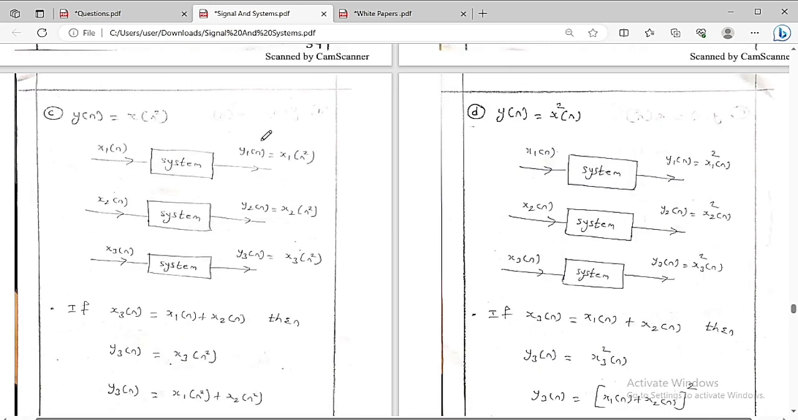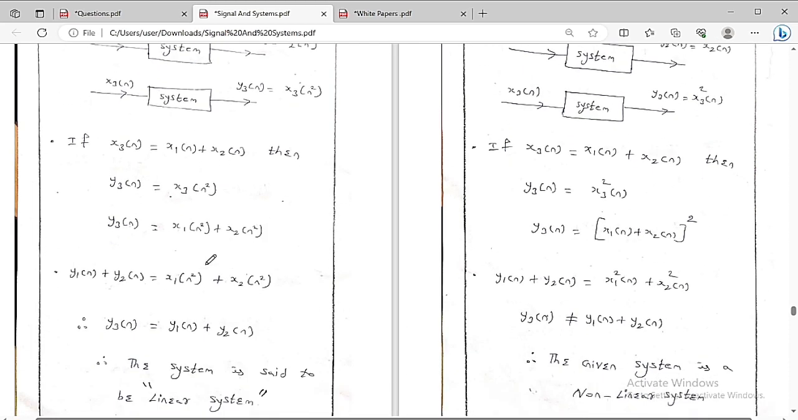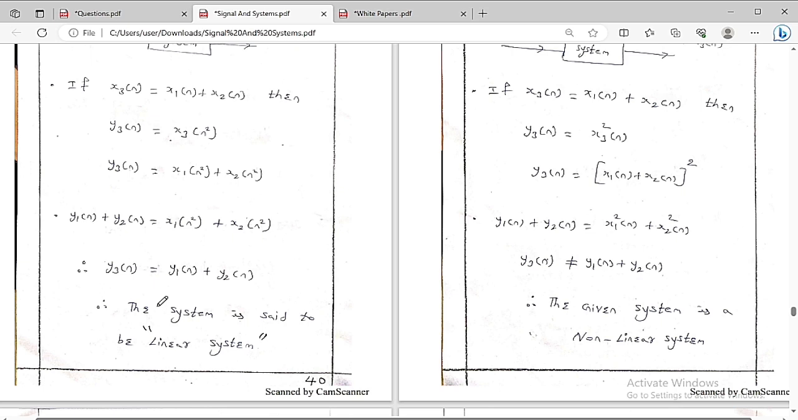Then what is the summation of the two previous outputs? y1 of n plus y2 of n is nothing but x1 of n square plus x2 of n square. As you see clearly, y3 of n is equal to y1 of n plus y2 of n. So therefore, we can say the given system is a linear system. If the input is the summation of two previous inputs, then the output is also the summation of the two previous outputs.